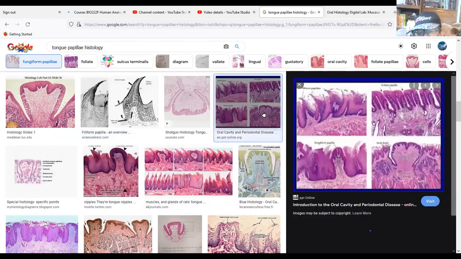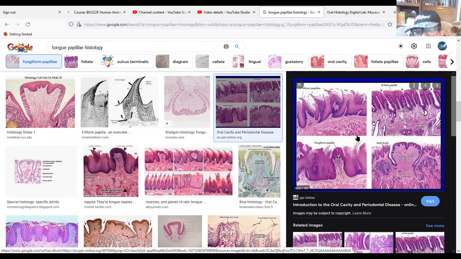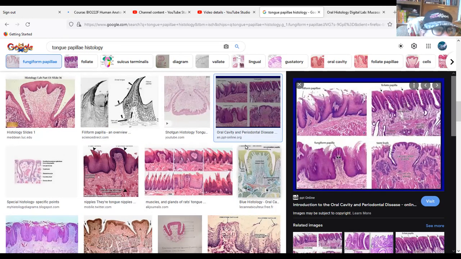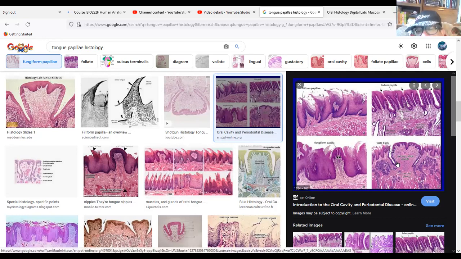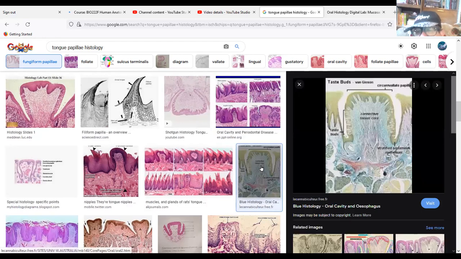Now, right here, it's better. Okay. The problem is that one shows significant narrowing at the bottom, and I was going to tell you that significant narrowing is what we're going to see in fungiform. But let's stick with this picture as it's better, because it's not quite as narrowed in the base.